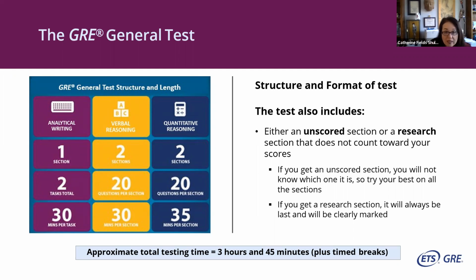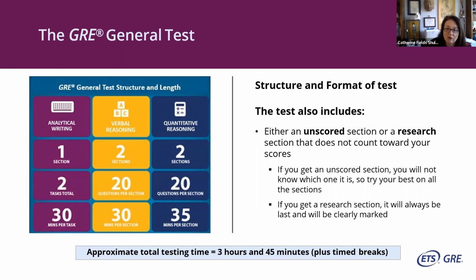Each verbal reasoning section contains 20 questions, and you'll have 30 minutes to complete each section. And then each quantitative reasoning section contains 20 questions also, and you have approximately 35 minutes to complete each of those sections. In addition to these, you'll either get an unscored section or a research section.